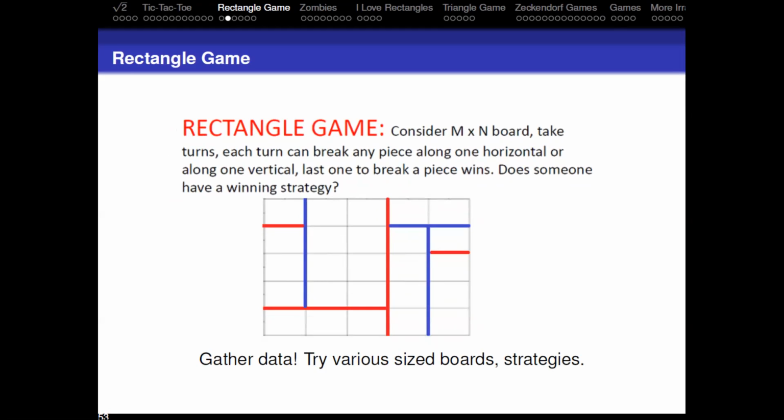So one way to try to figure out what's going on is to gather data. Play on lots of different boards. And if you do this, it's going to come out that if the board has an even number of squares, player one always wins. If it has an odd number of squares, player two always wins. So when you look at this, is it clear just by looking at this that that's what's going on?